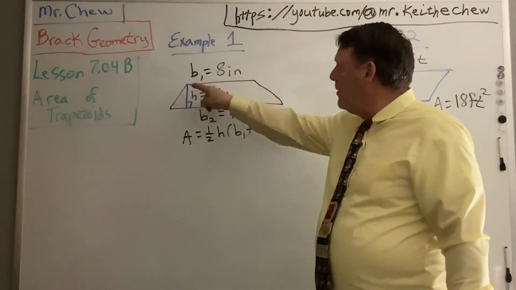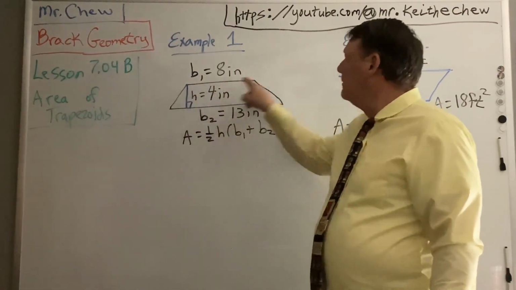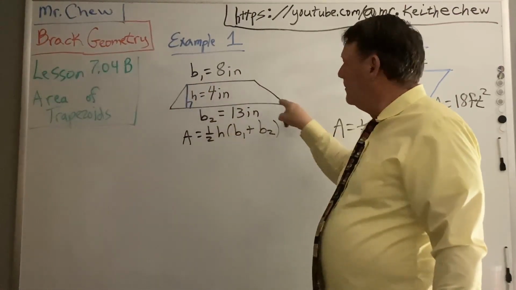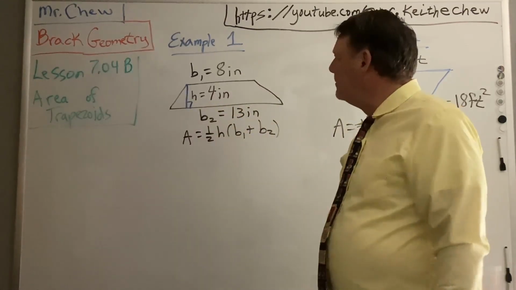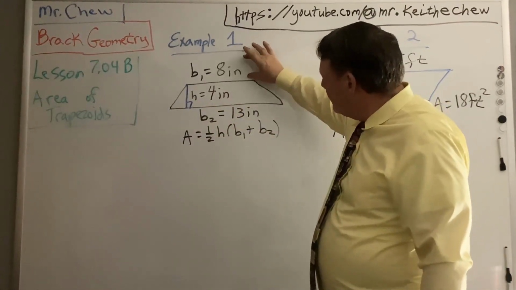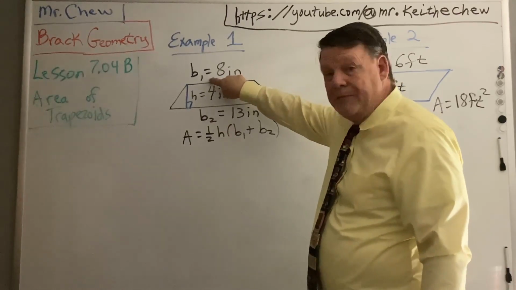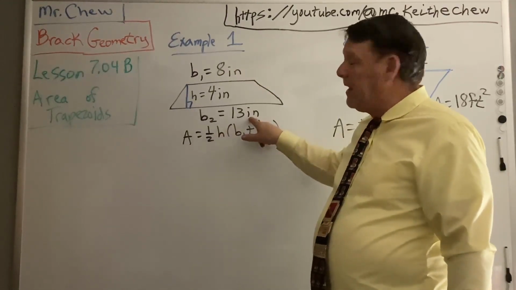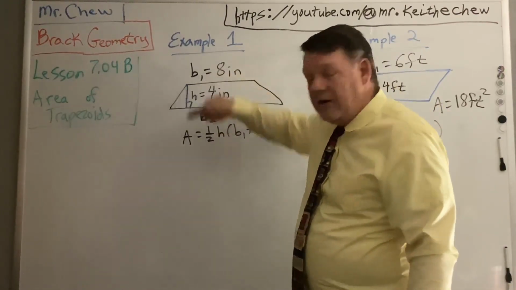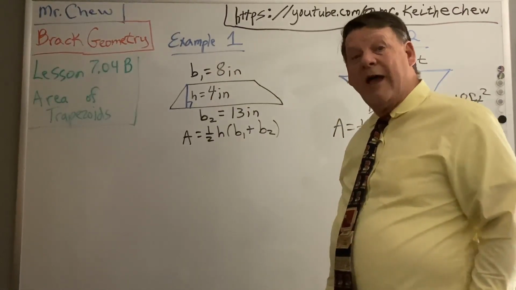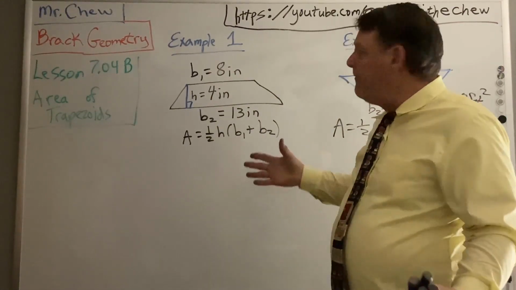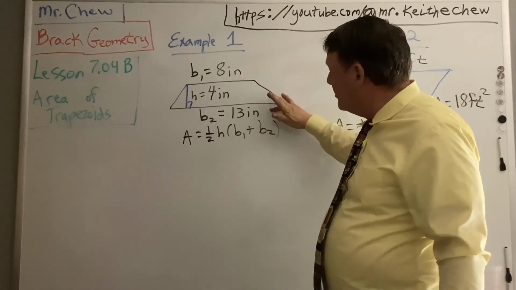Remember, a trapezoid is a four-sided simple polygon. It has two bases. We call them B1, which means base 1, and B2, which is base 2. And you need to know the height or you need to figure it out. So we're given base 1, the height, and base 2.